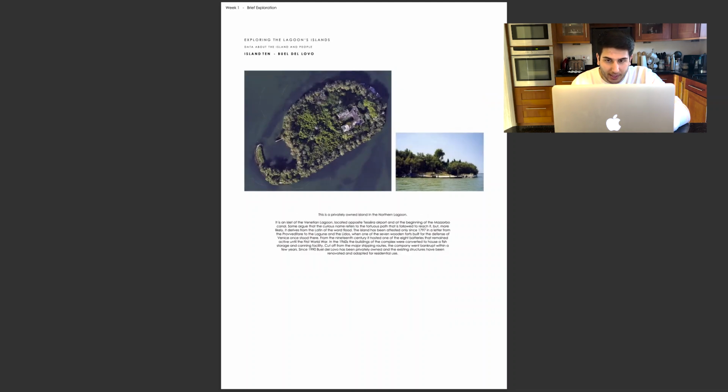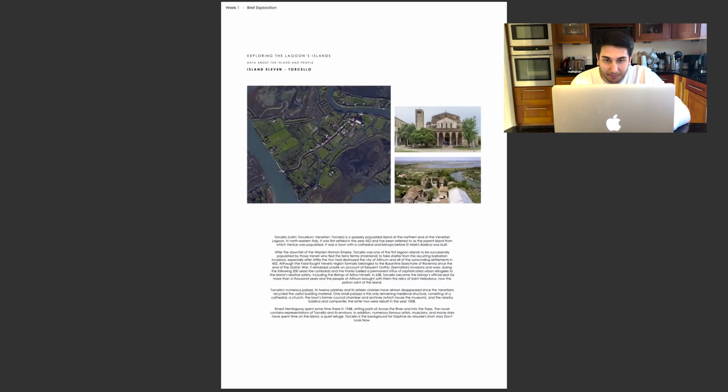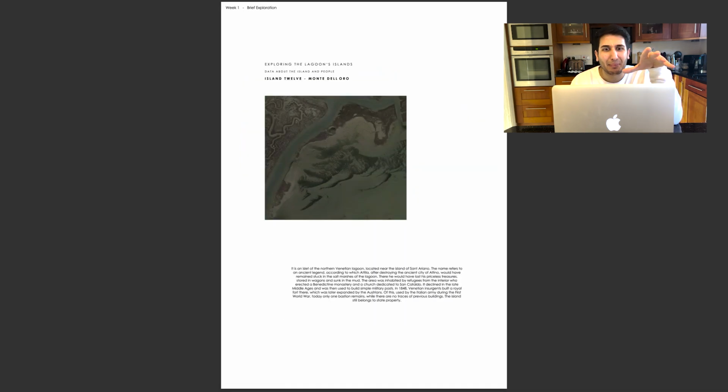Island 10, Puerto de Novo. Not sure on this one. Oh yeah, privately owned island. People buying these places, having the land, not really doing much, just for selfish needs. Torcello, that's another one. Yeah, these ones. The next ones I'm about to show you. Well, I'm not sure. Yeah, these.